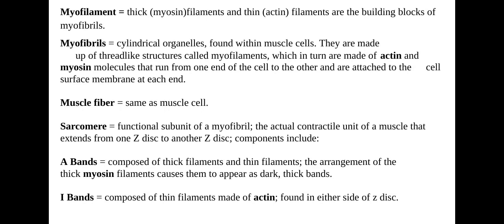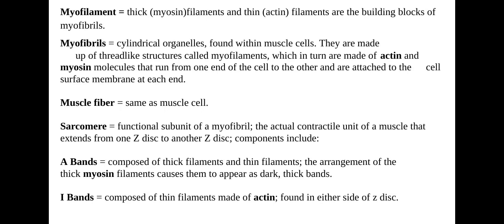You have a sarcomere, which is the functional subunit of your myofibril. So we're going to look at a tube that is going to be your myofibril, and we'll see that there is a little functioning unit that is your sarcomere. You'll also see something called A bands. A bands are going to have thick and thin filaments. Think A for A band, A for all myofilaments. And they're going to appear to be these darker, thicker banded regions.